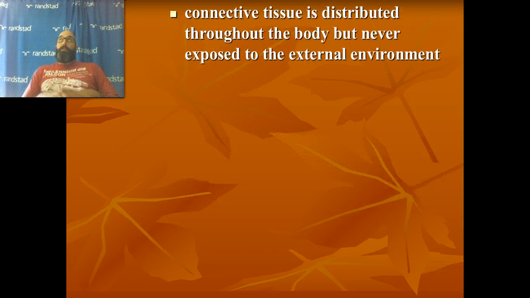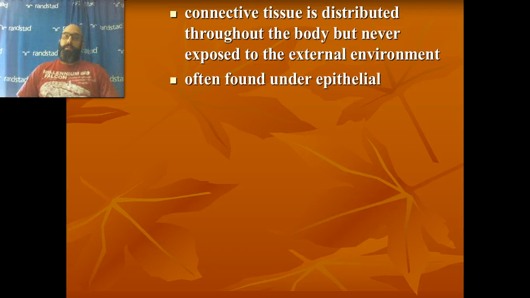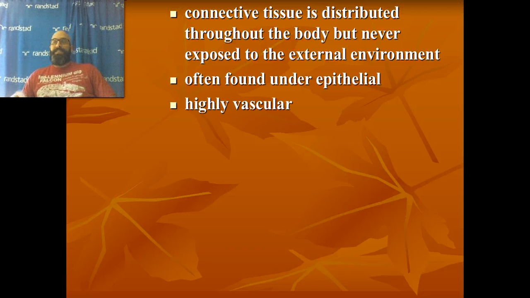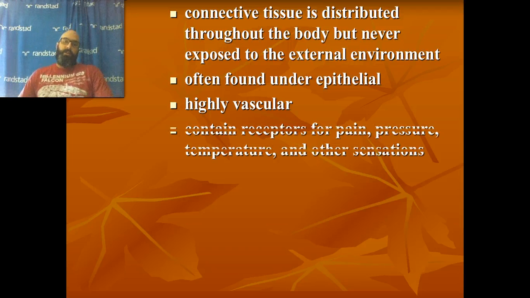So let's continue. Connective tissue is distributed throughout the body, but it is never exposed to an external environment. Whereas epithelial tissue is always exposed to some kind of external environment, whether it be the inside of a tube or the outside of an organ or structure. Connective tissue is typically found underneath that epithelial tissue because connective tissue is highly vascular. Having a lot of veins and blood vessels is what allows connective tissue to supply the nutrients to epithelial tissue.